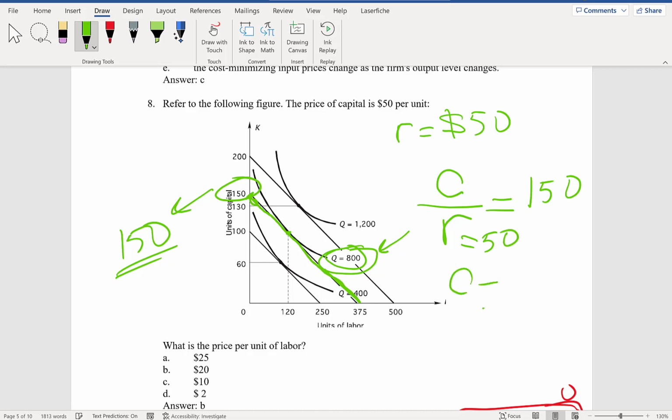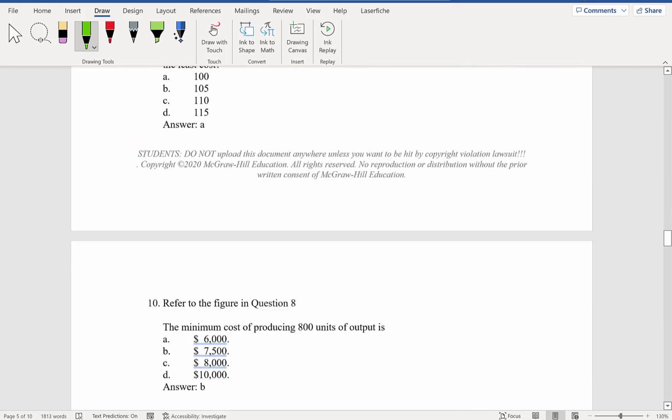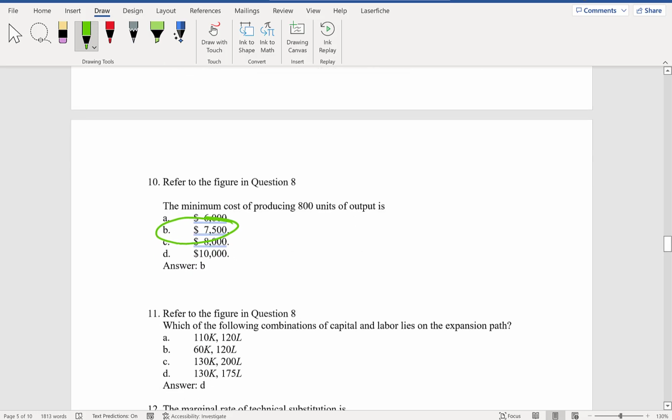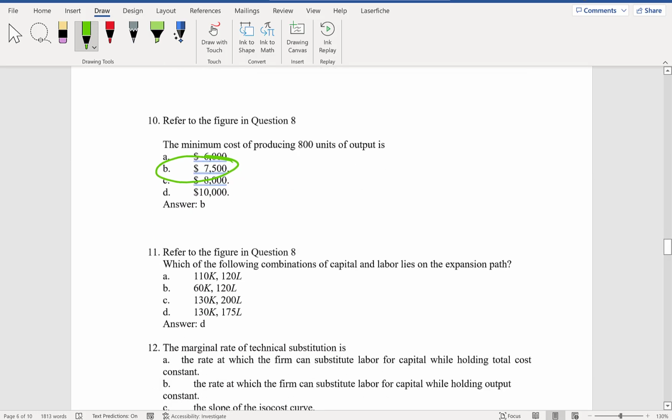This is 50. So 150 times 50, I believe this is $7,500, the total cost of producing on this budget line. So it should be B. Next question. This is the last one. Which of the following combinations of capital and labor lies on the expansion path?